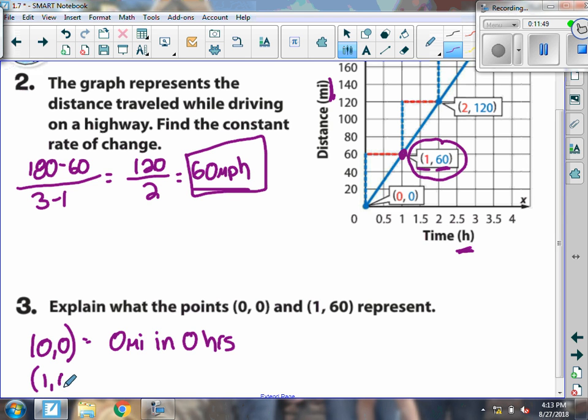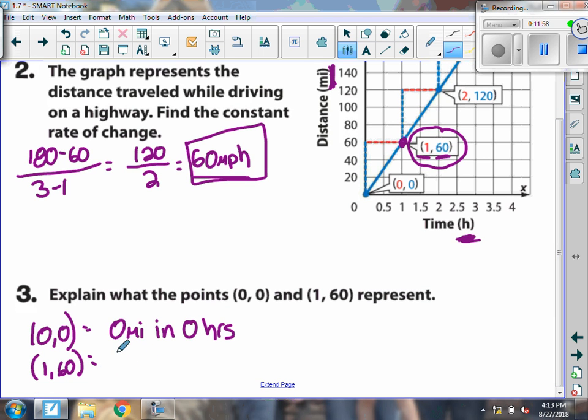So then 1, 60 represents, so we have miles as our y and hours as our x. So you could either write this as 60 miles in 1 hour, or you could write it as 1 hour for 60 miles. Okay. Either way would be correct.